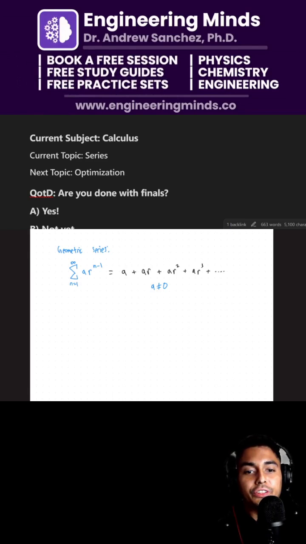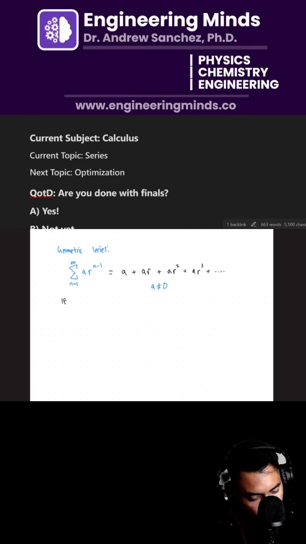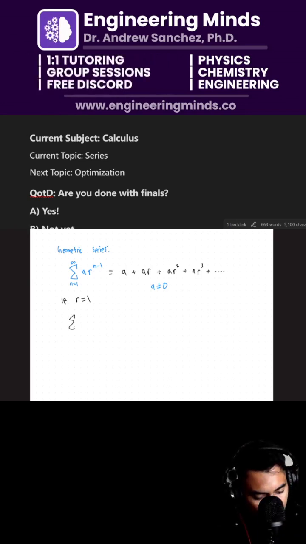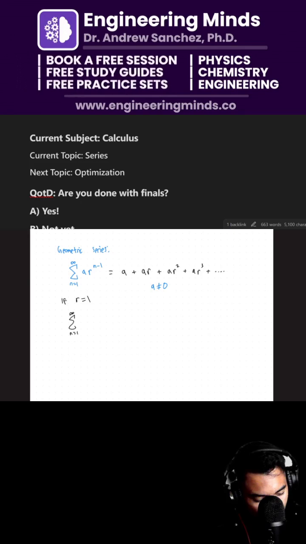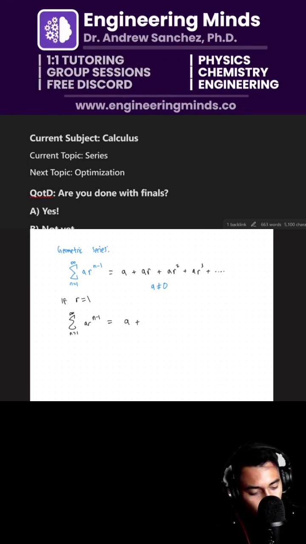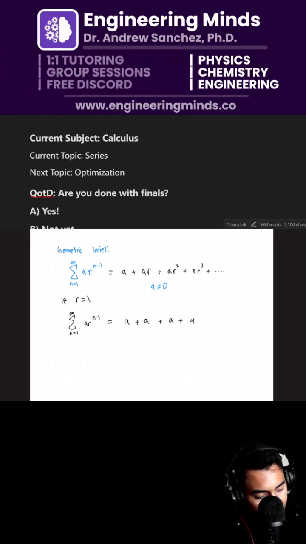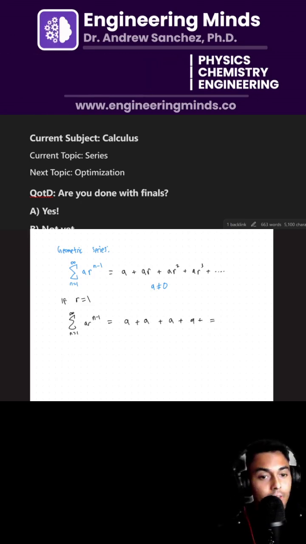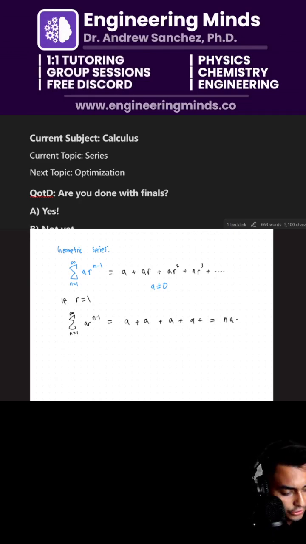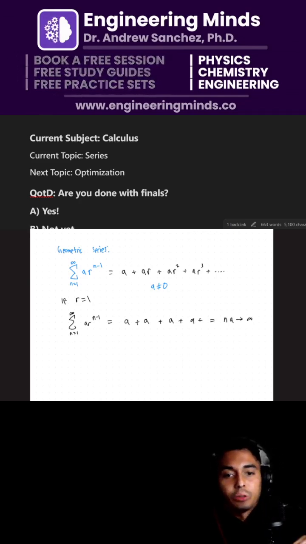Let's see a couple cases here. If r equals 1, then a times r to the power n minus 1 is just a, so that's a plus a plus a plus a. That's going to be equal to n times a, and that's just going to be positive infinity. So that means the limit does not exist and it's going to diverge.